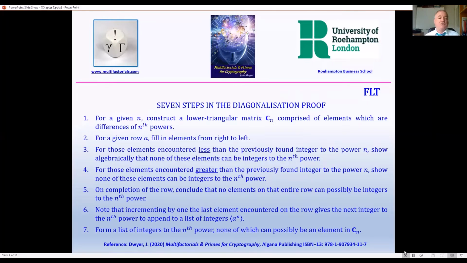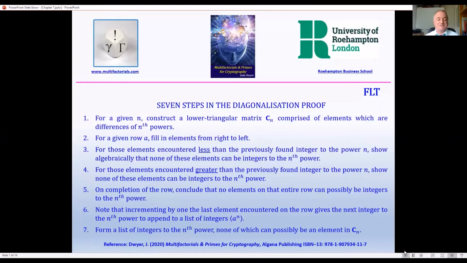We divide into two parts. Those elements that we encounter which are less than the previously found integers to the power n, we show algebraically that none of these can be integers to the nth power. For those elements which are greater than the previously found integer, we show that none of these elements can be integers to the nth power. In fact, when we get right to the end of the row, the last element that we get is just one less than the next integer power. So none of the elements in Cn can possibly be integers to the power n.